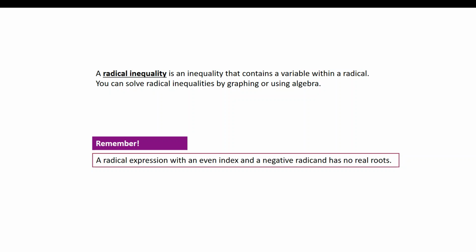A radical inequality is an inequality that contains a variable with a radical. You can solve radical inequalities by graphing or using algebra. And remember, a radical expression with an even index and a negative radicand has no real roots.